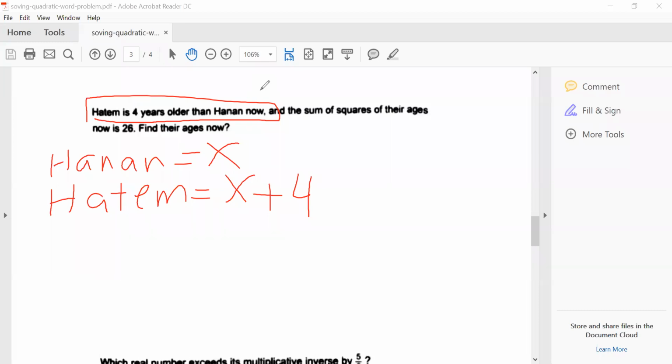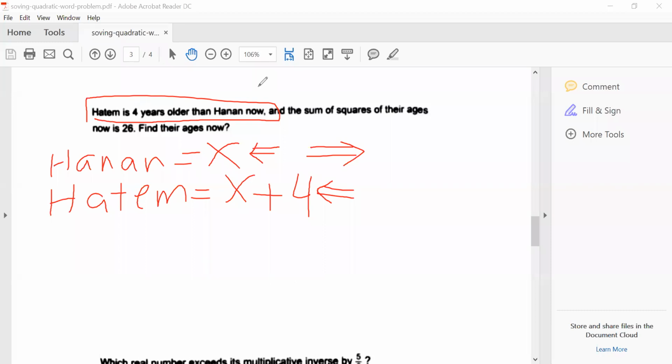So this is the first part: I named Hanan X and Hatem X plus 4. And the sum of squares of their ages is now 26. Find their ages. The age of Hanan is X and the age of Hatem is X plus 4. What is the square of Hanan's age?